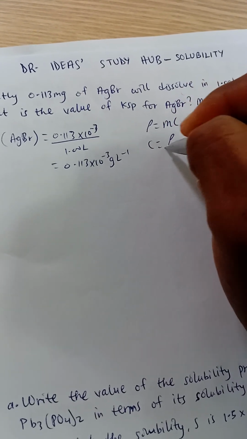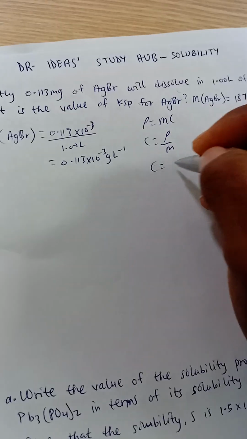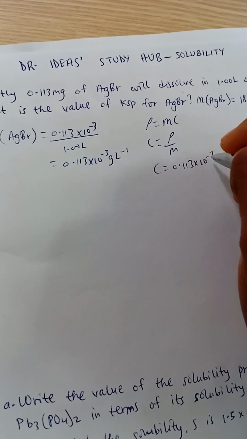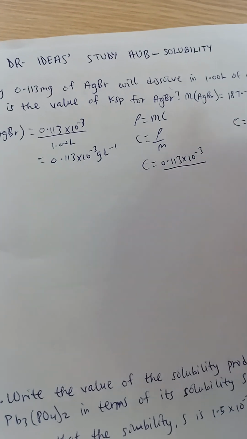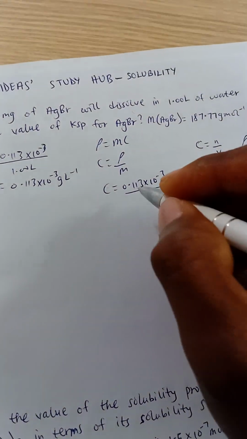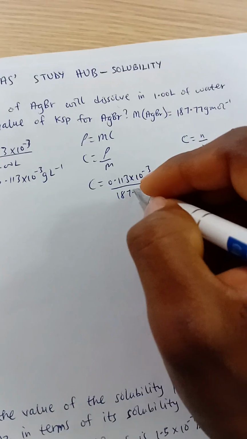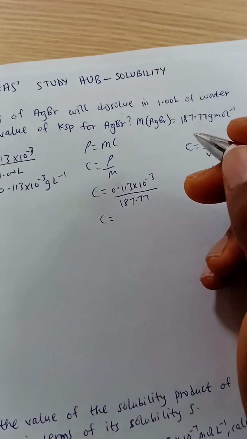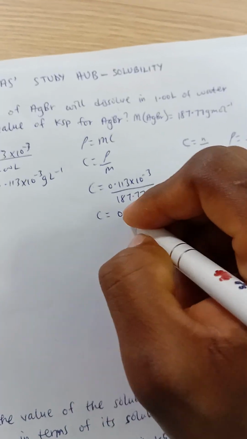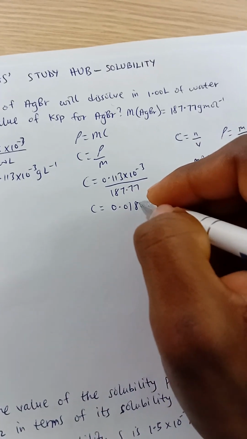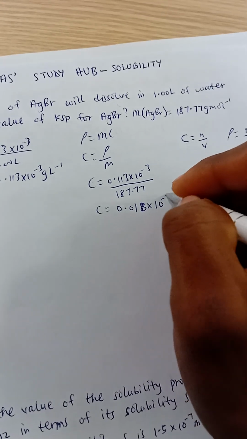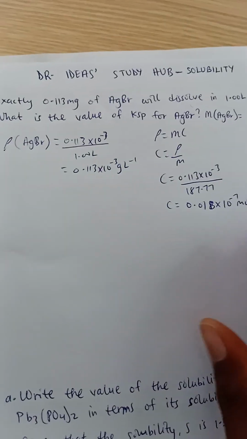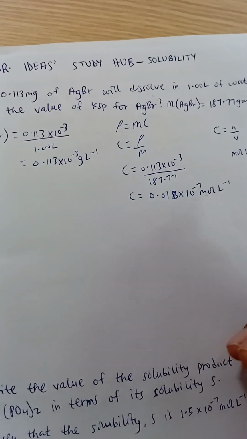Our C is rho over M. So we can get our molarity to be 0.113 by 10 to the power minus 3 all over the molar mass. The molar mass was given to us over here. So 187.77. Then we are going to get our concentration to be 0.018 by 10 to the power minus 7 mole per liter. Now we've gotten the concentration, which is like our solubility.